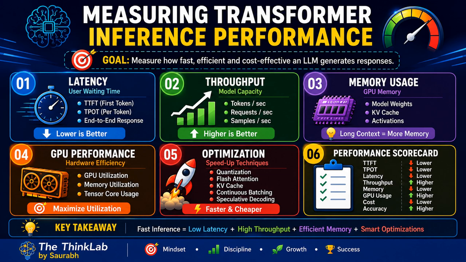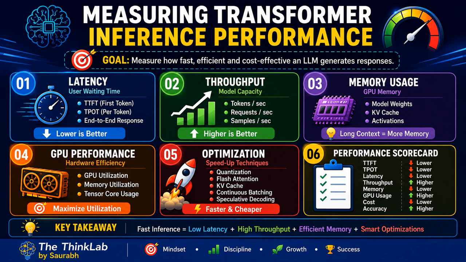So point number four is GPU performance, right? A GPU performs billions of mathematical operations every second. However, a powerful GPU doesn't guarantee fast inference. We must keep the GPU busy. There are several parameters, but important GPU metrics include GPU utilization, memory utilization, tensor core utilization. If the GPU utilization is only 30%, most of the hardware is sitting idle, right? A good inference system keeps the GPU utilization very high, and this improves the efficiency, right?